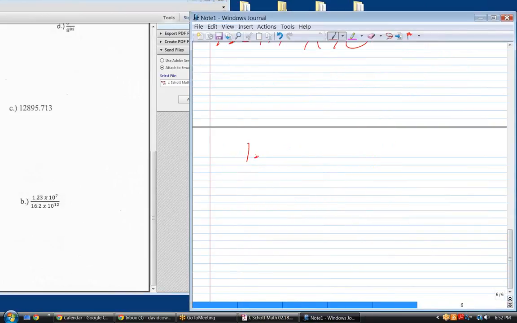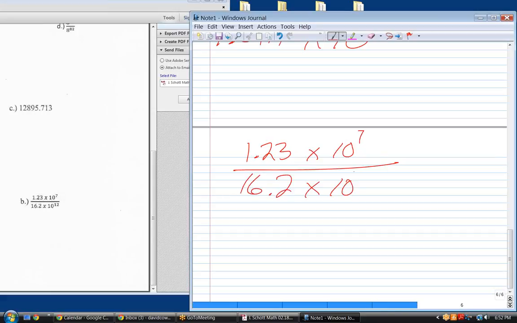This one, use your calculator to first find out the number, and then we'll put it in scientific notation. So, do I divide or subtract? Well, at the moment, we're doing the number part. We're just doing this part here. So that's division.